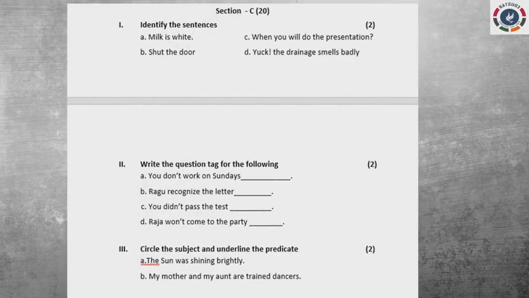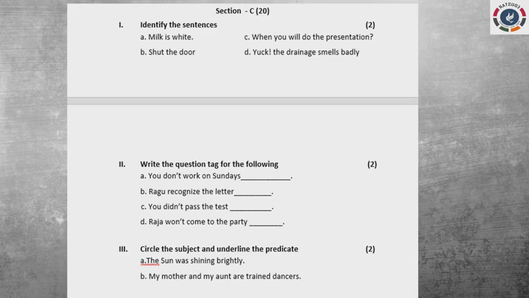And Section C is grammar. Okay, it is for 20 marks. Here I have given 10 Roman letters. Each one carries 2 marks. Okay, totally 20 marks. The first Roman letter is identify the sentence. Here see, I have given 4 sentences. Milk is white. Shut the door when you do the presentation. Yeah, the drainage smells badly. In that, the first one is declarative, the second is imperative, the third is interrogative, and the fourth one is exclamatory.